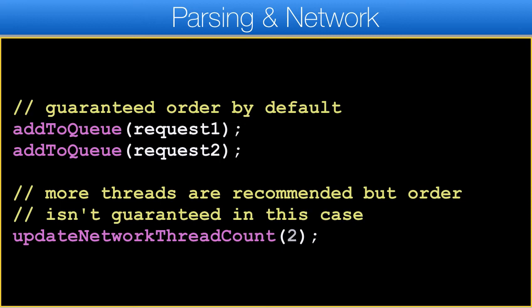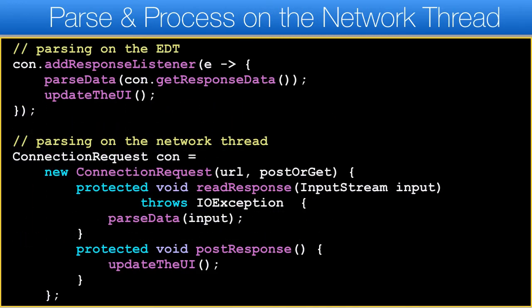Assuming you understand this, we recommend 2 network threads for most applications. You can add more, but that might impact overall performance without providing a huge benefit to network speed. You can set the thread count in the init method in the main class using the update network thread count method. The network threads are often the best place to do long-running network-related tasks such as parsing.